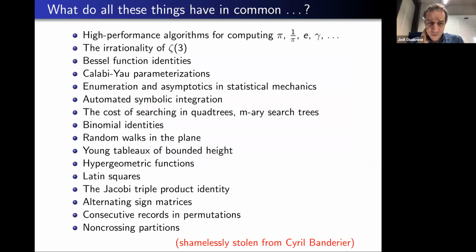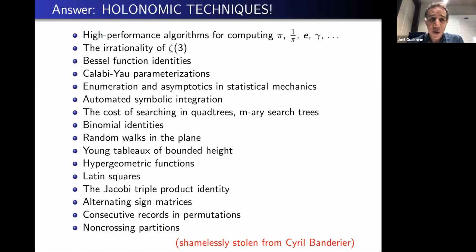Before I explain what these things are, let me ask a question. I list a bunch of topics here and ask: what do all these things have in common? I won't read them out, I'll just let you cast your eye over them. There's quite a wide variety of different things. By the way, I shamelessly stole this from a talk by Cyril Banderier. The answer is that all of these things depend in some manner on holonomic techniques.